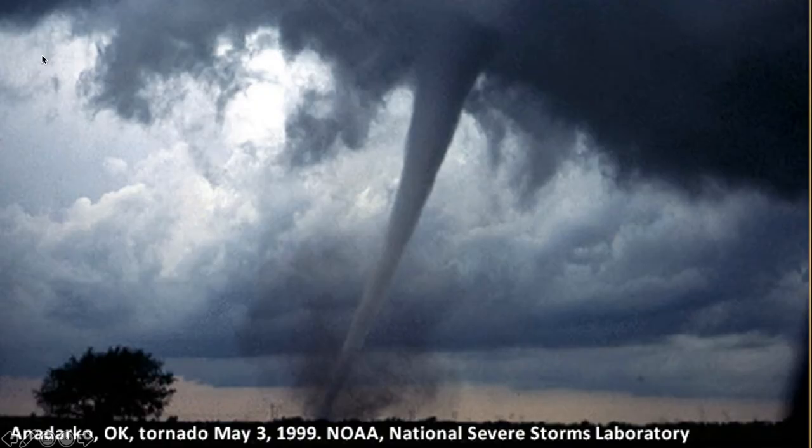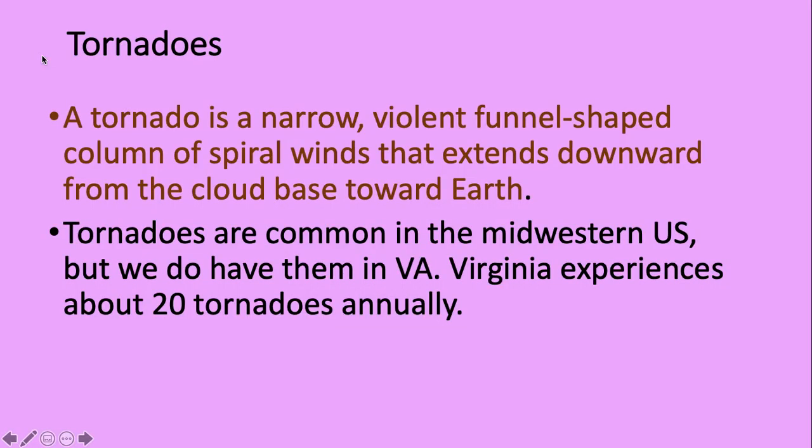Tornadoes. A tornado is a narrow, violent, funnel-shaped column of spiral winds that extends downward from the cloud base towards Earth. Tornadoes are common in the Midwestern U.S., but we do have them in Virginia. Virginia experiences about 20 tornadoes annually.